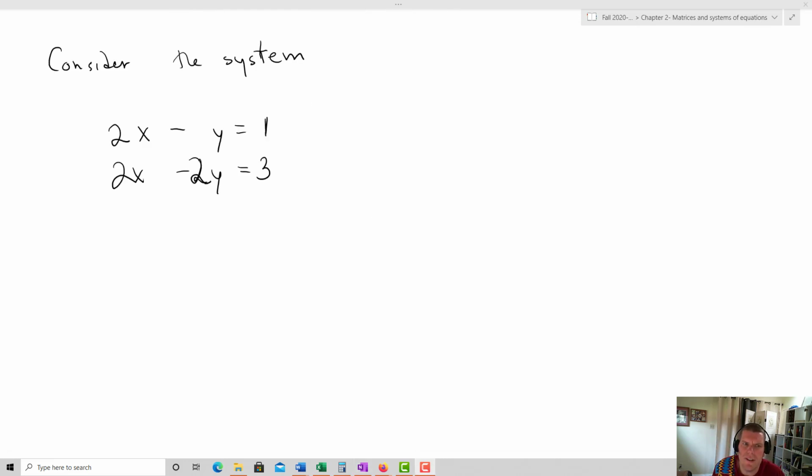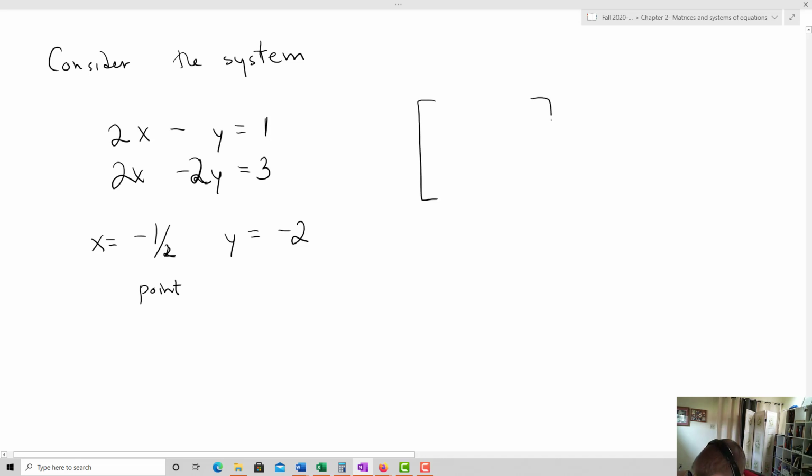So let's consider the system 2x minus y equals 1 and 2x minus 2y equals 3. Now what we want to do, if you just take a minute, pause the video, and go ahead and solve that system of equations. Use elimination, use substitution, it shouldn't take you very long. Once you solve that, what you're going to see is that x is going to equal negative 1/2, and y will end up equaling negative 2. So that's the solution to our system of equations, which we know is going to end up being a point. Now let's see what happens when we actually write our vector equation.